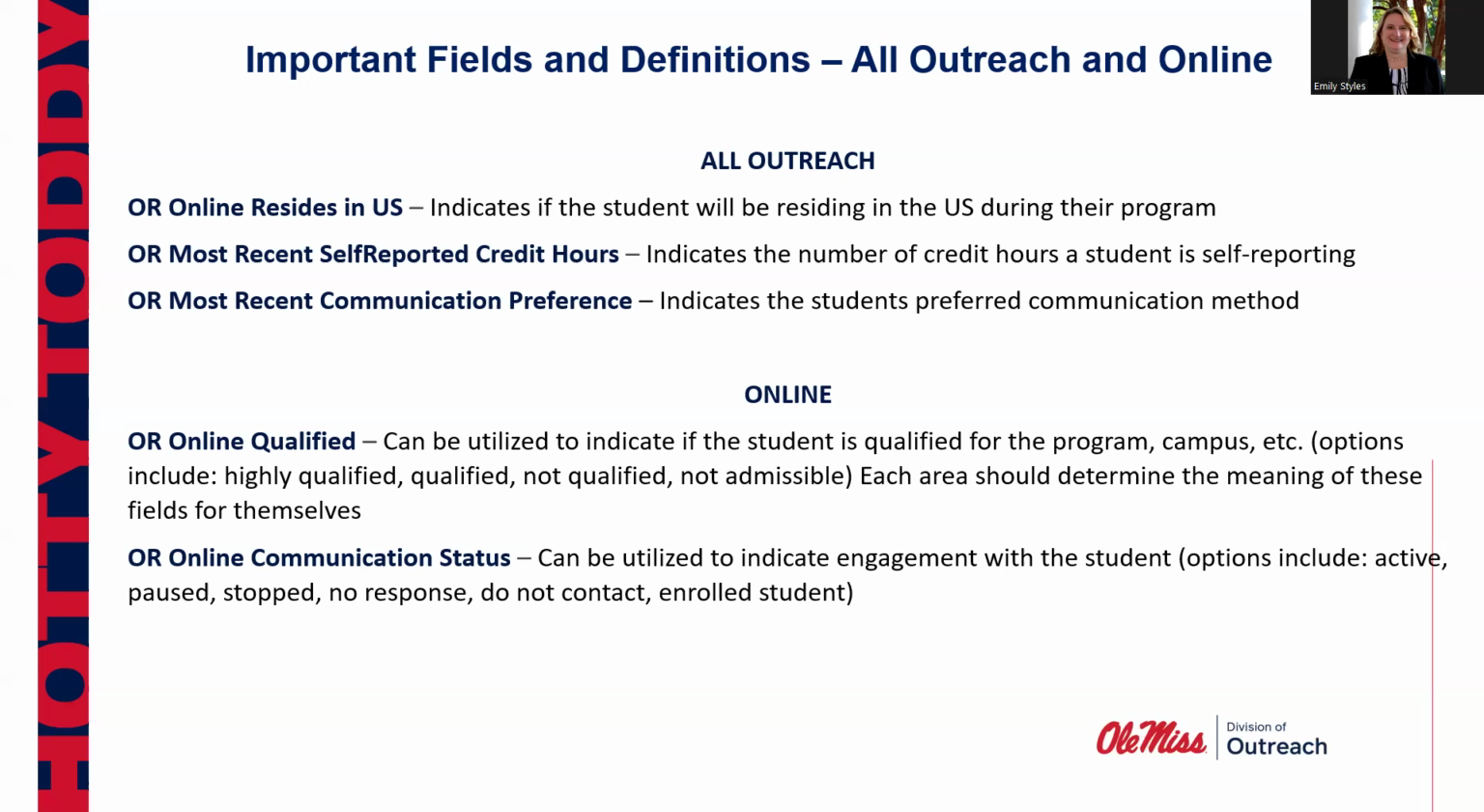Online programs have a couple fields similar to what regional and general studies will have, where you can indicate how qualified you feel the student is for engagement in that program, as well as communication status. Are they actively communicating with you or not?